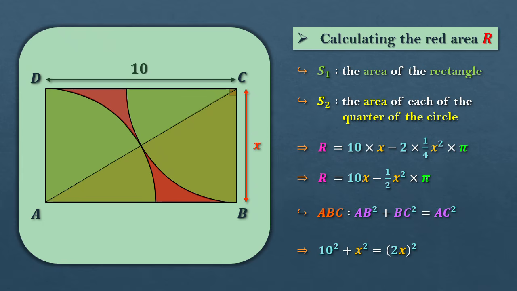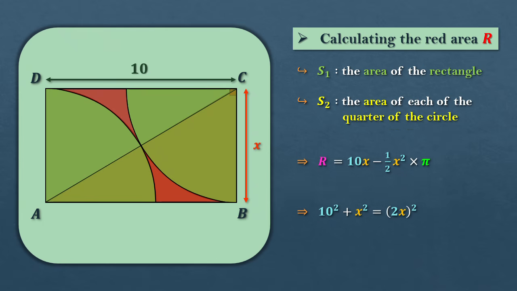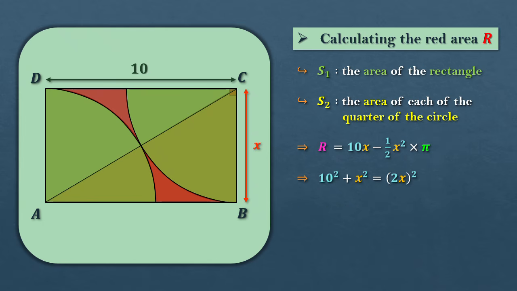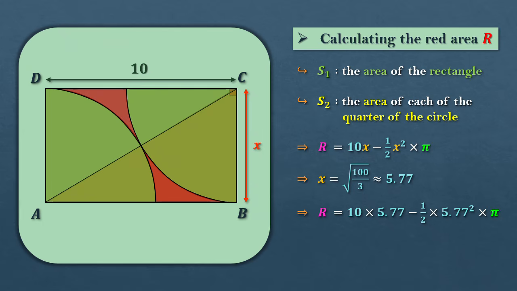Thus, the equation becomes 10 squared plus X squared is equal to 2 multiplied by X all squared. After simplification, we get 3 multiplied by X squared minus 100 is equal to 0. Solving this equation gives X equal to the square root of 100 divided by 3, and this value is approximately equal to 5.77.